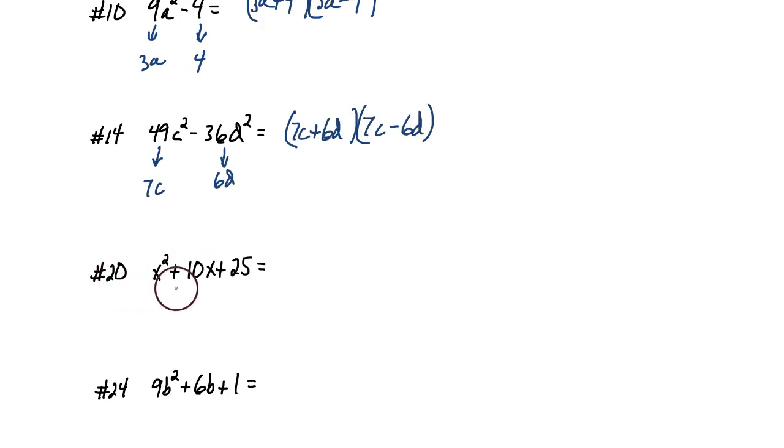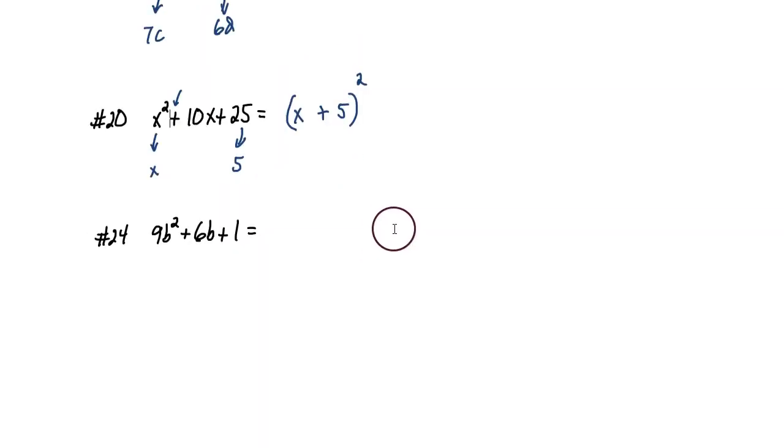Number 20 is not a binomial, so it can't be a difference of squares. Let's see if it's a perfect square trinomial. The square root of this is x, and the square root of this is 5. The product of this is 5x, and twice 5x is 10x. This is a perfect square trinomial. One set of parentheses, squared. Fill in those square roots that we figured out, and put a plus sign in the middle to match that plus sign.